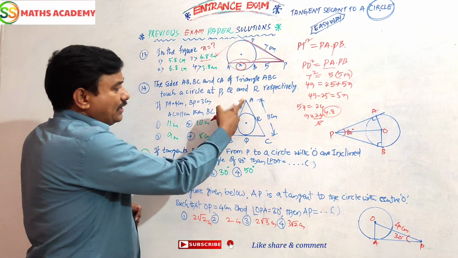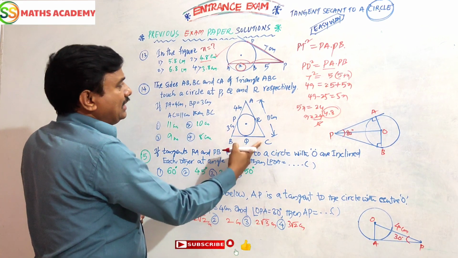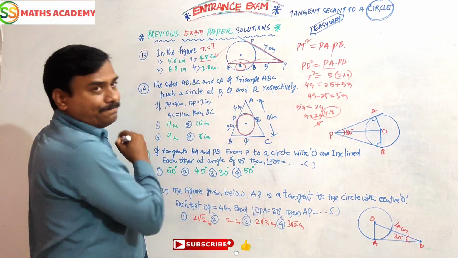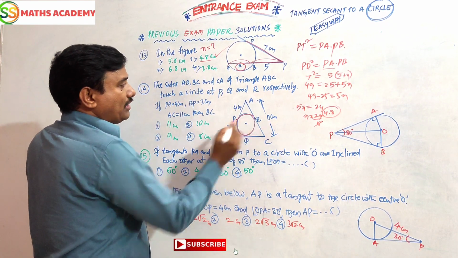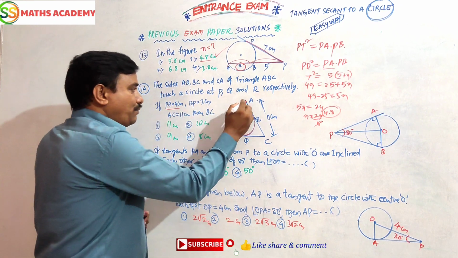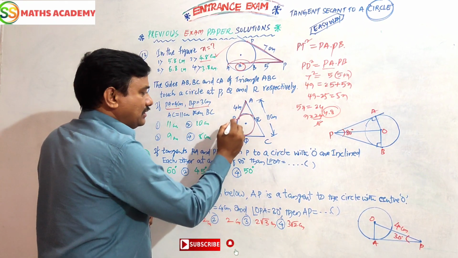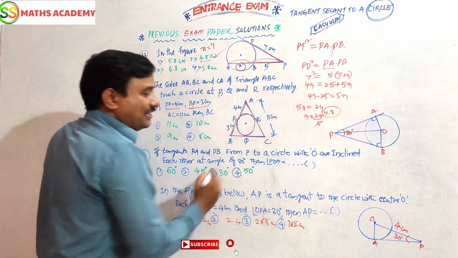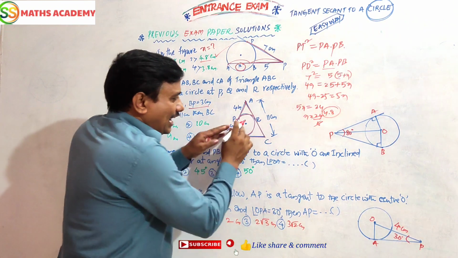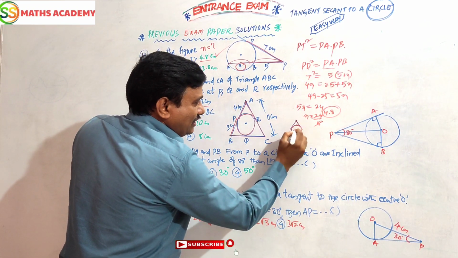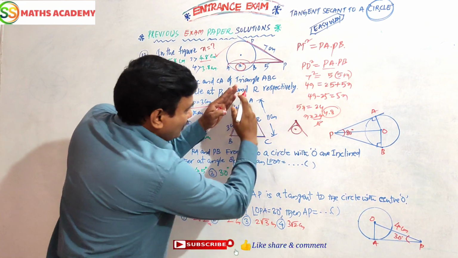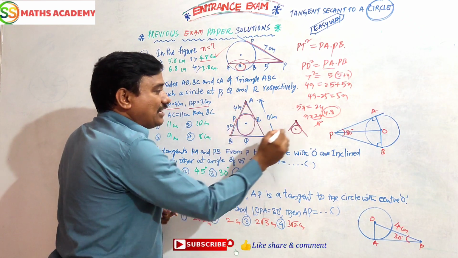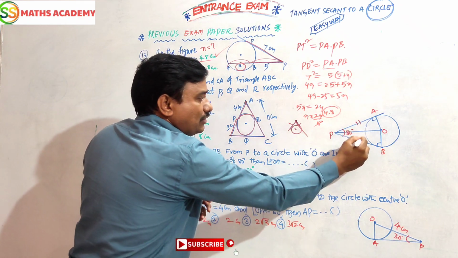Next. The sides AB, BC, CA of a triangle ABC touch a circle internally at points P, Q, R respectively. PA equals 4, BP equals 3, AC equals 11. Then find BC. Dear children, I told you, I have to draw the circle inside this triangle. You see, these are tangents of a circle. These two are tangents, and I told you, tangents from a point should always be equal.